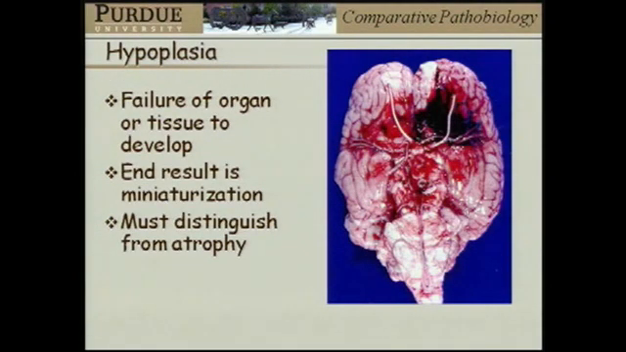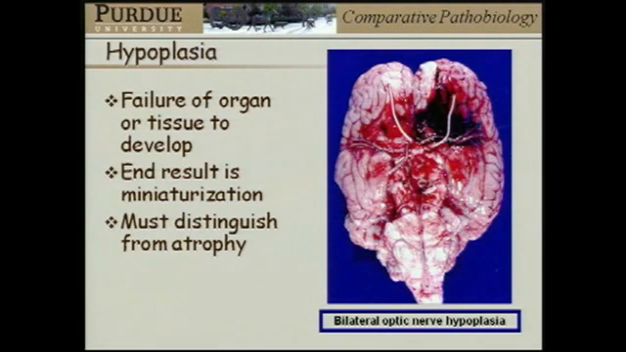Hypoplasia means that there is a failure of an organ or tissue to ever reach its normal size and formation. And the end result is miniaturization. It is important to distinguish it from atrophies. In some tissues that can be difficult to do. The example I've picked for hypoplasia in this foal is the optic nerves. They are both affected, so the best morphologic diagnosis would be bilateral optic nerve hypoplasia.